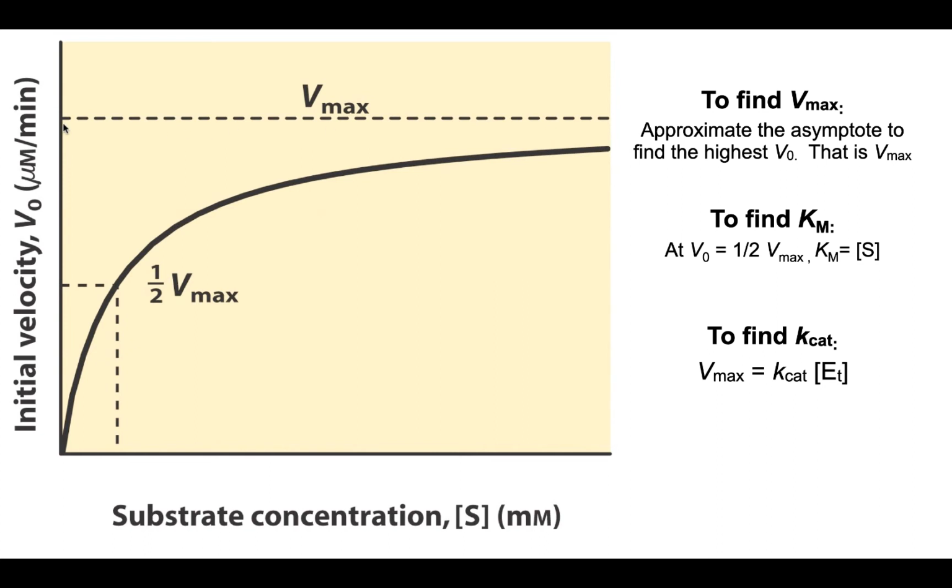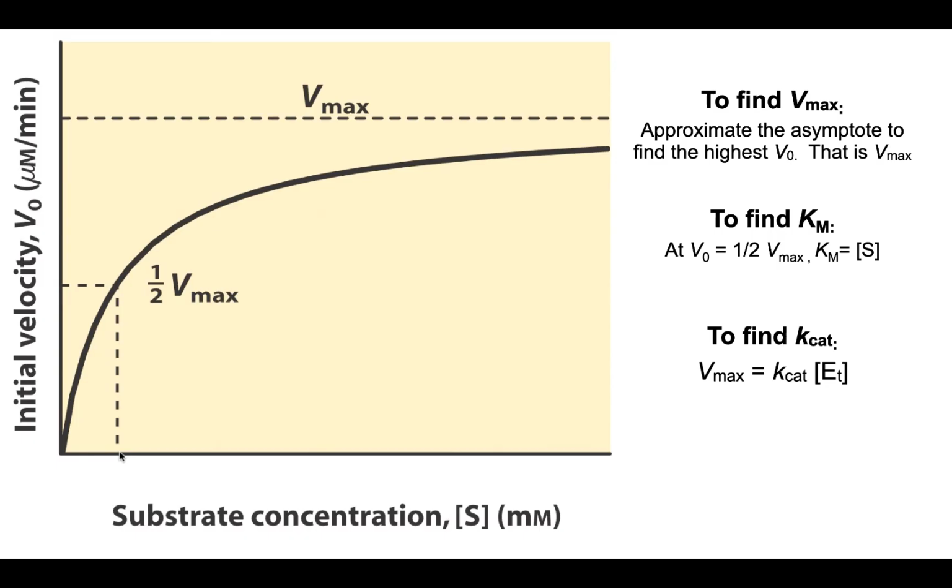Now, to find the Km, remember that there's this special relationship between substrate concentration, Vmax, and Km. And at 1/2 Vmax, so let's take a look at the initial velocity that's equal to 1/2 Vmax. So here's Vmax, and here's 1/2 of that. So there is the initial velocity that is 1/2 Vmax. So then you figure that out, you hit the curve, and then you figure out, well, what's the concentration at that initial velocity?